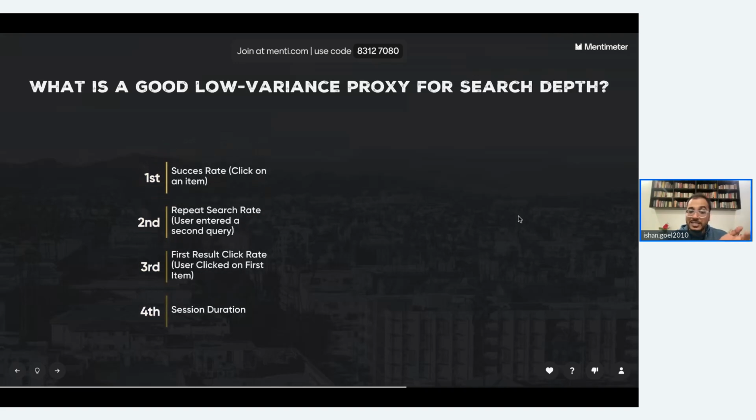One last question of this type, and this is the hardest, I say. Think about this. I'm giving 2 minutes. What is a good low variance proxy for search depth? Let me explain the scenario. A company is trying to optimize their search, and what they want is that the user should not go to many pages. If some user goes to the fifth page to get the result, then the search depth is 5. If they go to the fourth page, the search depth is 4. So what can be a good binary alternative or low variance proxy for search depth?